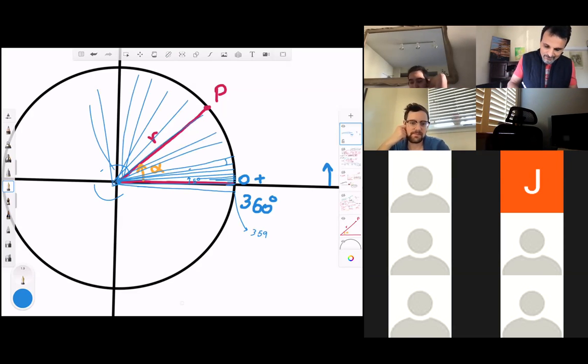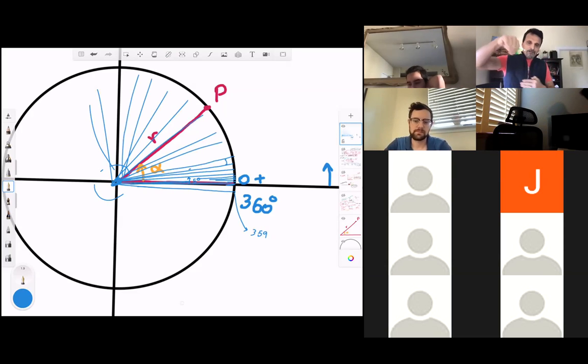All of them have a center here. The initial side is there, but the terminal side, we're going to have 360 all the way.